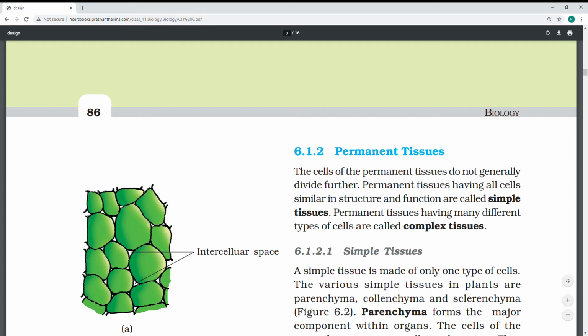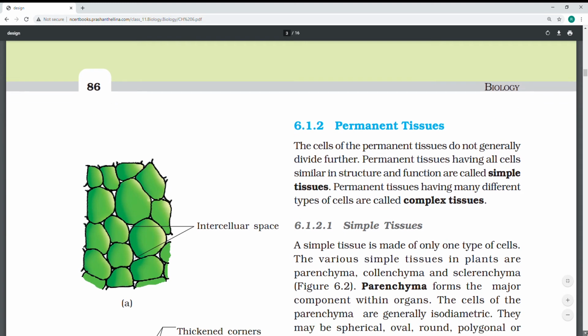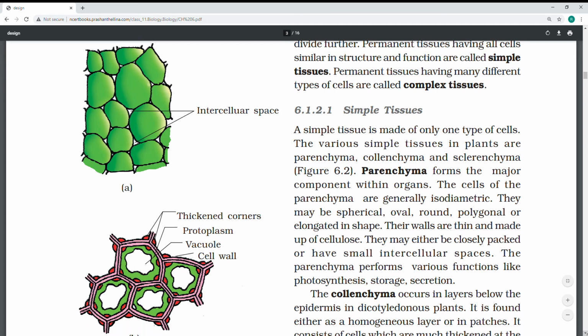See the diagram which is inside. Those are parenchyma, where intercellular spaces are present. See the definition of simple tissues: only one type of cells. Parenchyma forms the major component. These are simple, with cell wall and cytoplasm, and the nucleus will be there. So the functions are photosynthesis. Parenchyma helps in photosynthesis, respiration, and buoyancy.